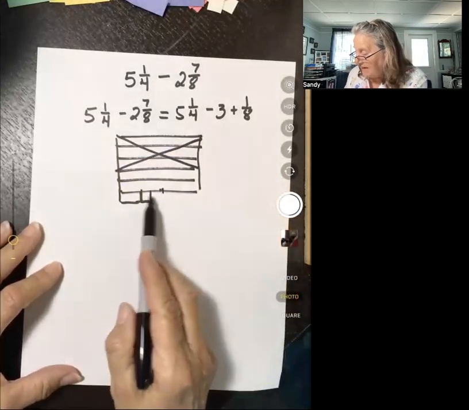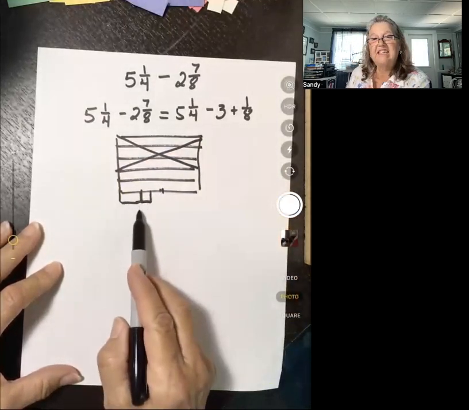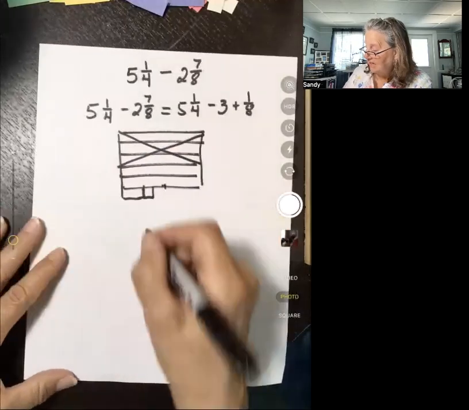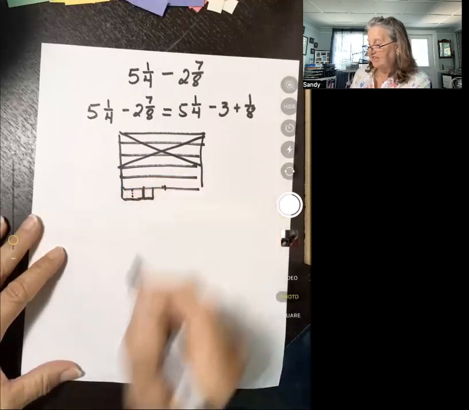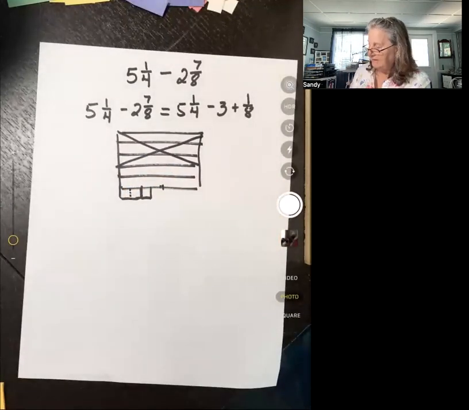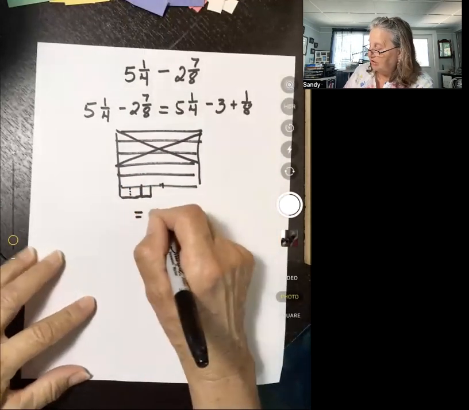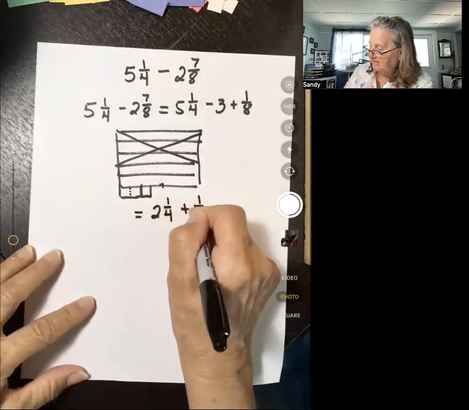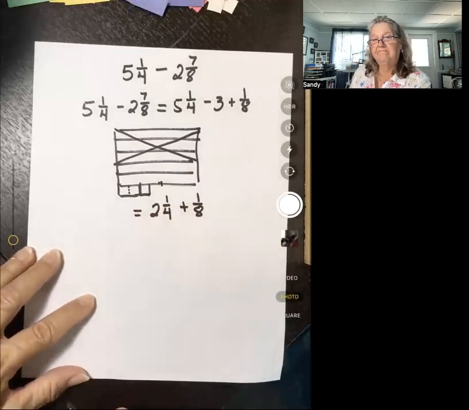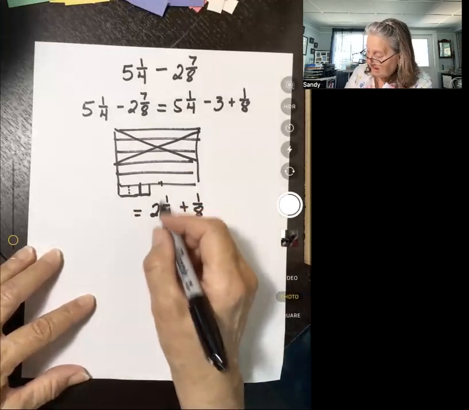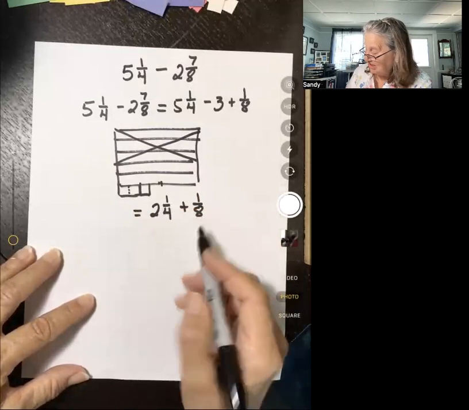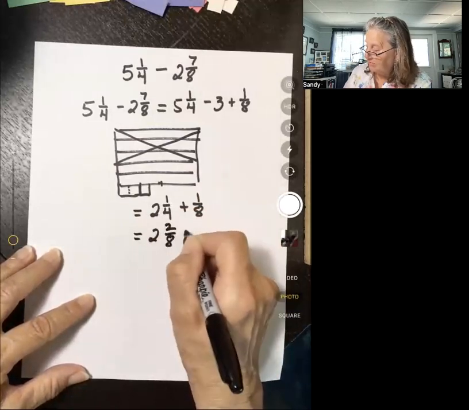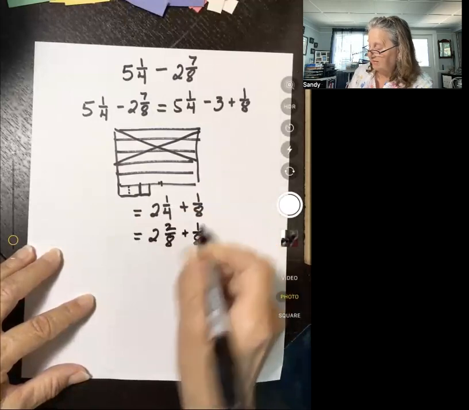Now, to be able to name this, remember I said we had to have same size units, same size pieces. I'm going to have to cut this into 8ths. So to remove this, I end up with 2 1/4 plus an 1/8. Well, I need to think of 1/4 because I need the same size units to combine as 2 1/8 pieces put together with a 1/8 piece.